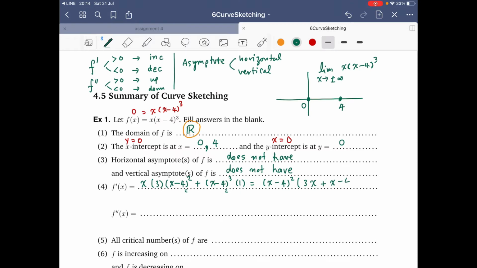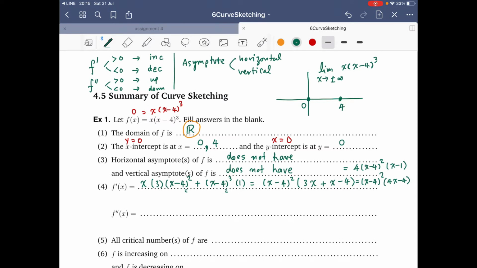x minus 4, okay, so you can write this as x minus 4 squared and 4x minus 4, right? Or you can say x minus 4 squared and then the 4 can be taken out, and here you have x minus 1, okay?